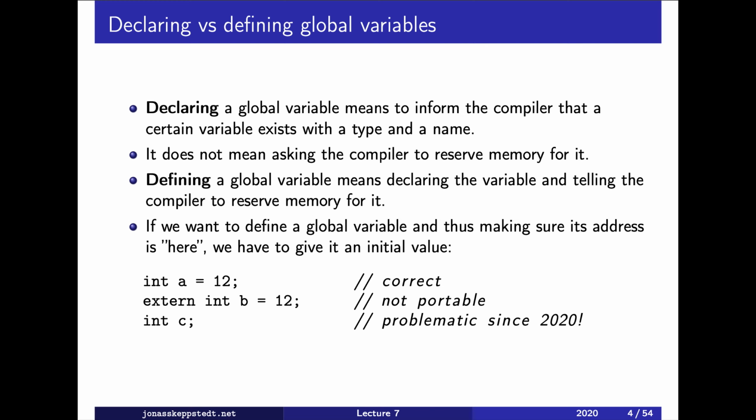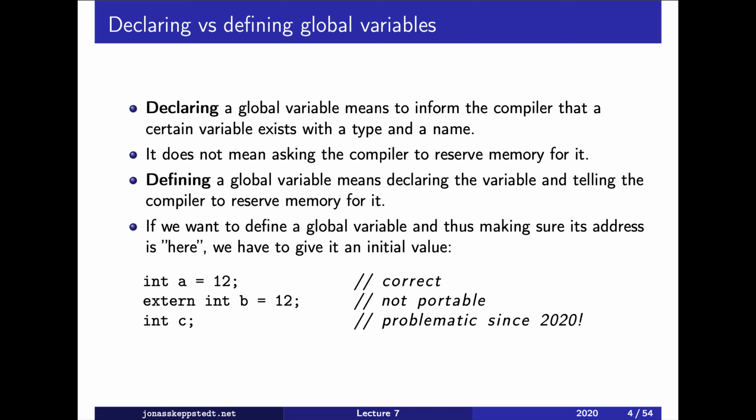In the previous video, we saw that declaring a global variable means giving a type to an identifier. What it does is tell the compiler that this variable with this type exists, but it does not necessarily reserve memory for the variable. And to define a global variable, we also reserve memory.